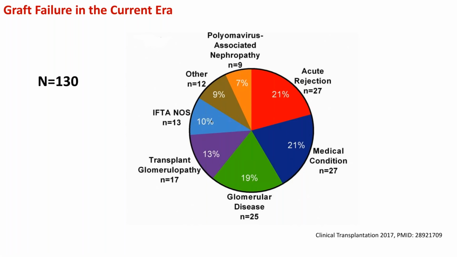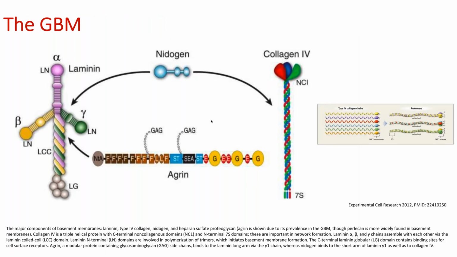Again, if you see here, IFTA not otherwise specified, where a clear reason for this fibrosis cannot be reached, is only about 10% of patients. So transplant glomerulopathy is not a very common disease, but at the same time, it affects a sizable proportion of grafts, and it's an important cause of graft failure in the current era.